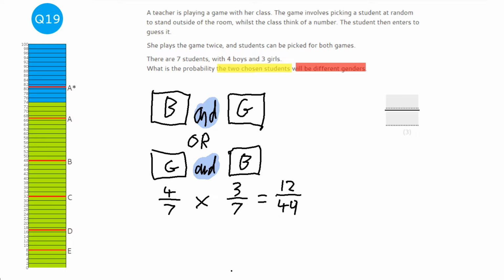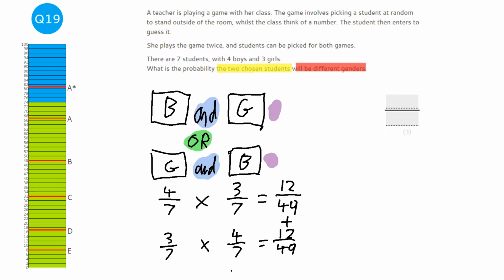Now the other key word in probability is the word or. The word or means plus. So we're going to plus. Now we're going to do the same thing again. Girls is going to be 3 over 7. And boys is going to be 4 over 7. Which again equals 12 over 49. So we've got our 2 values here, but we need to add them together.